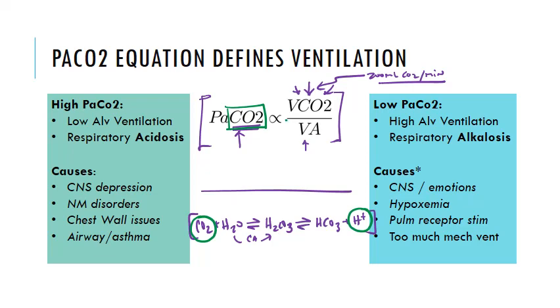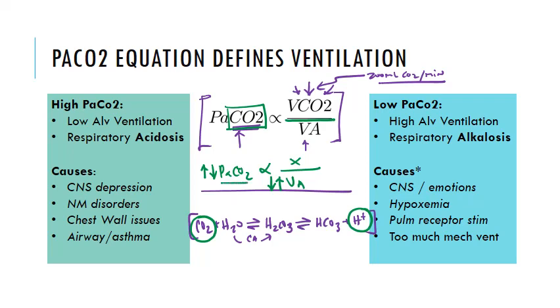Putting this together, what we can see in the PaCO2 equation is a relationship of PaCO2 to alveolar ventilation. If one increases the amount of alveolar ventilation, so increases the total minute volume, which we'll define in a second, then overall we're going to blow off more CO2 and we are going to reduce the amount of CO2 in the blood. If we reduce alveolar ventilation, then this is going to increase the amount of PaCO2 in the blood.